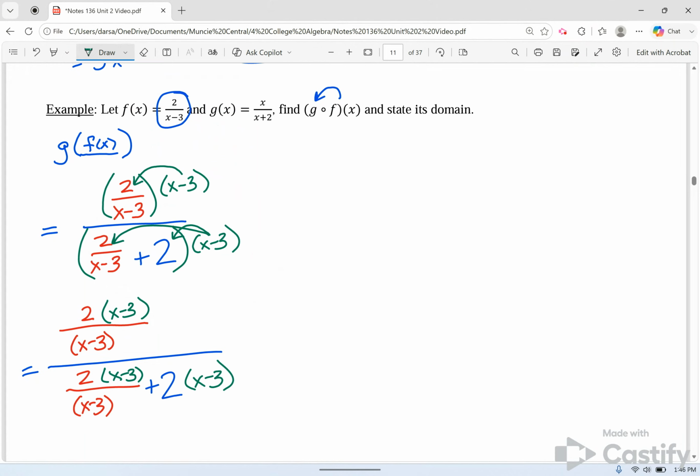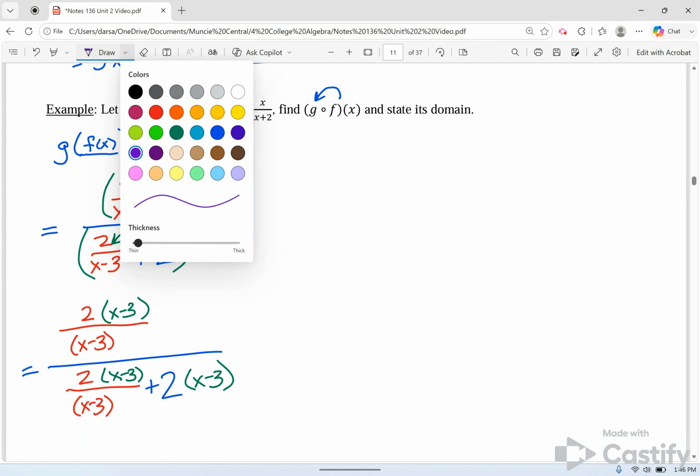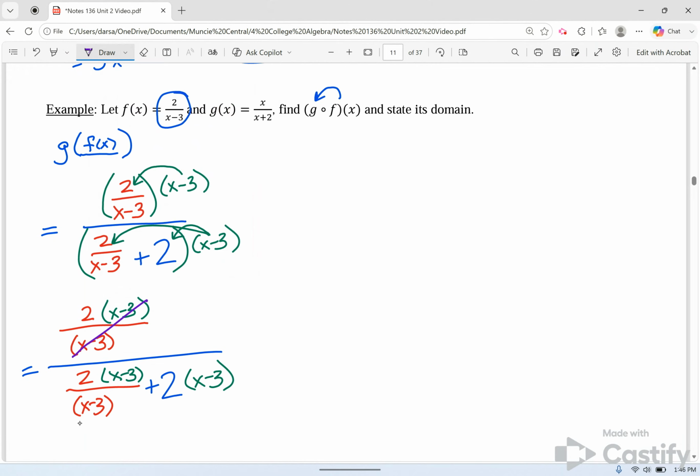Now, this looks really gross, but I hope you see what was the whole point of this. The whole point is that now in these little red fractions, the x minus 3 on the top and the bottom divide to 1, and so they cancel each other out. So we're left with something that's really not that bad. What's the only thing left on the top here? It's that red 2. On the bottom, we have the red 2 plus the blue 2 times x minus 3. And that's all that's really left.